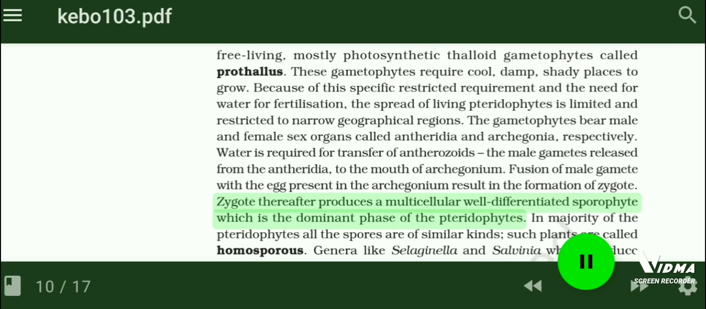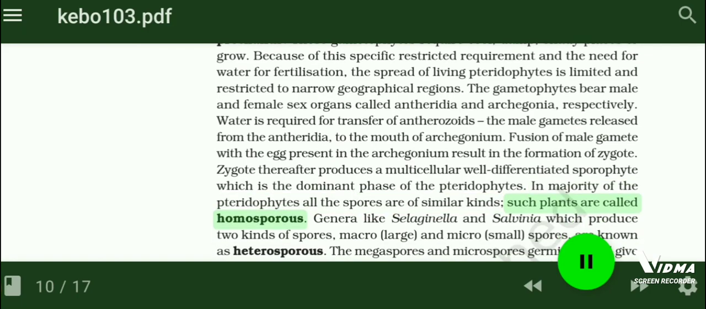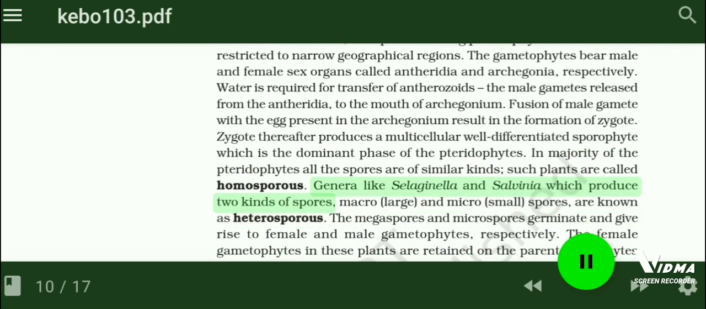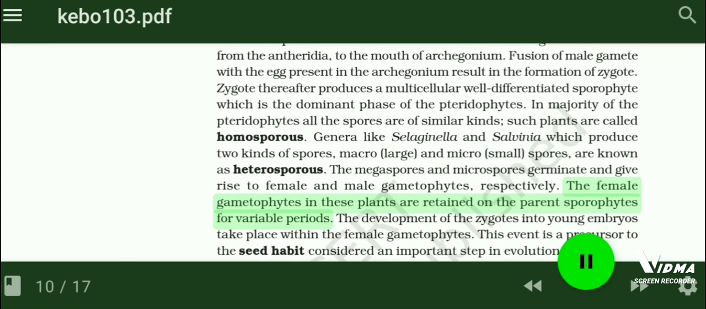The gametophytes bear male and female sex organs called antheridia and archegonia, respectively. Water is required for transfer of antherozoids, the male gametes released from the antheridia, to the mouth of archegonium. Fusion of male gamete with the egg present in the archegonium results in the formation of zygote. Zygote thereafter produces a multicellular well-differentiated sporophyte, which is the dominant phase of the pteridophytes.